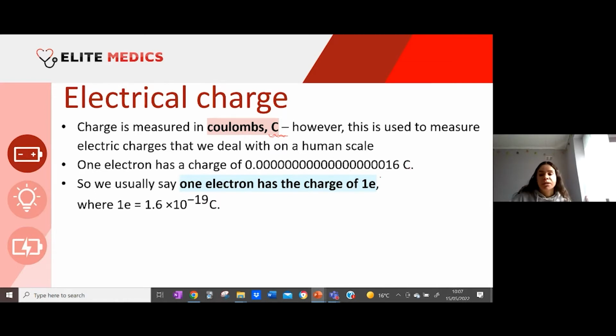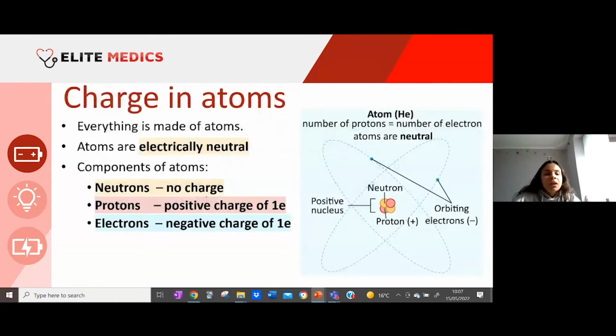But a simple way to write it is 1e, where e is in standard form 1.6 times 10 to the minus 19 coulombs. So in an atom, our atom overall has no charge. We've got our three particles that make it up: a neutron, which has absolutely no charge, found in the nucleus, a proton, which has a positive charge of 1e, and an electron, which has a negative charge of 1e.